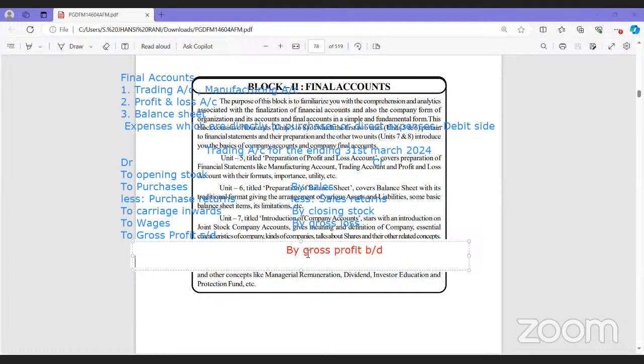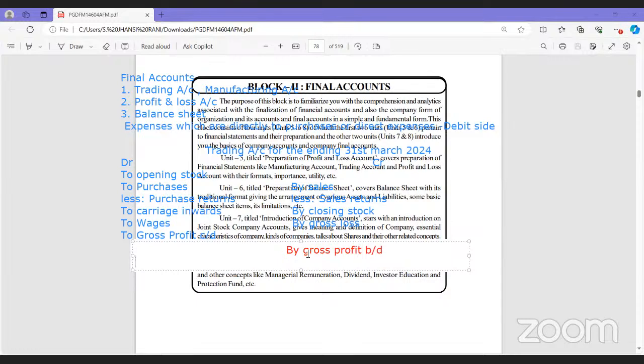Now, this is trading account and profit and loss account. In profit and loss account, we write all indirect expenses and indirect incomes. In trading account, we write direct ones. We are purchasing, selling, so whatever expenditure and whatever income, that is called direct. And here in the profit and loss account, we write all indirect expenses and indirect incomes. So what will be our indirect expenses?